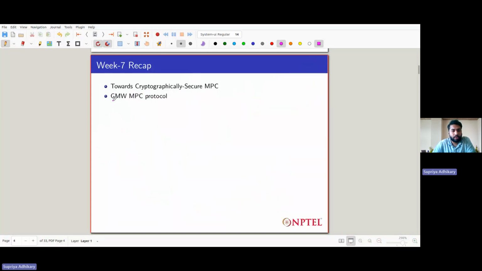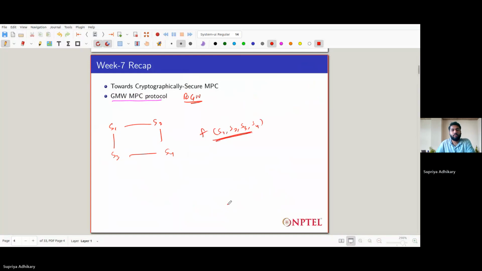So the next thing was the GMW protocol. The GMW protocol is actually something like the BGW protocol. In the BGW protocol, we had seen that multiple parties have shares like S1, S2, S3, S4, and they can compute any function f on these four inputs. We have seen that for linear functions, if they use secret sharing, then they can compute linear functions on them.